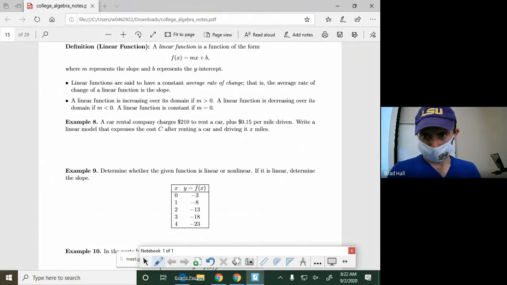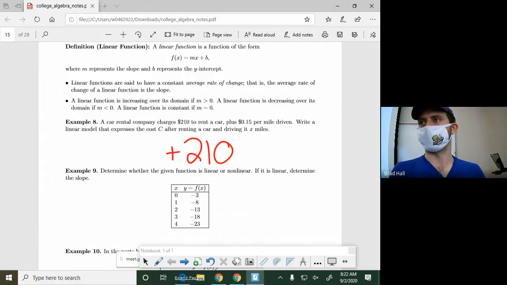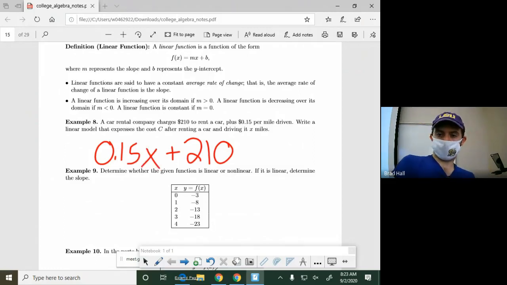So no matter what, they're going to charge $210. And they're going to add that to, well, they're going to take 15 cents out of every mile you drive. So how would you represent that expression? 15 cents for every mile. It'd be a multiplication. 15 cents for every mile.